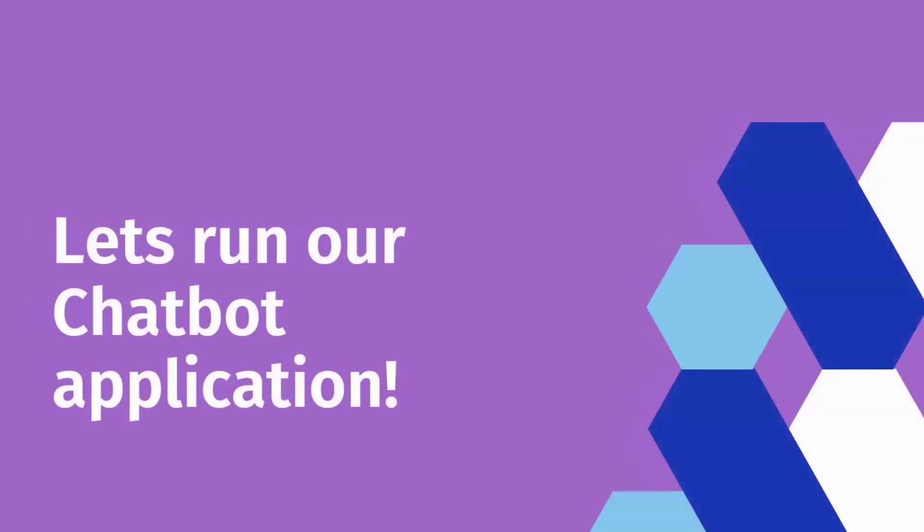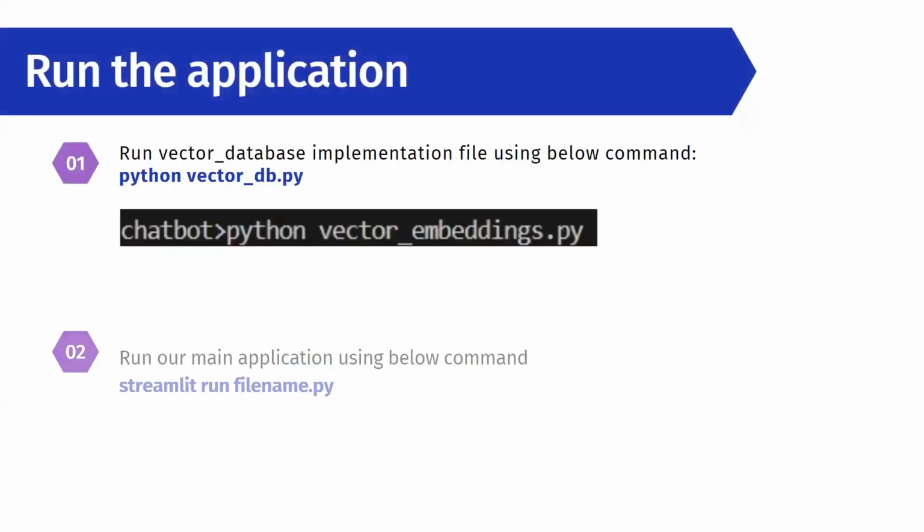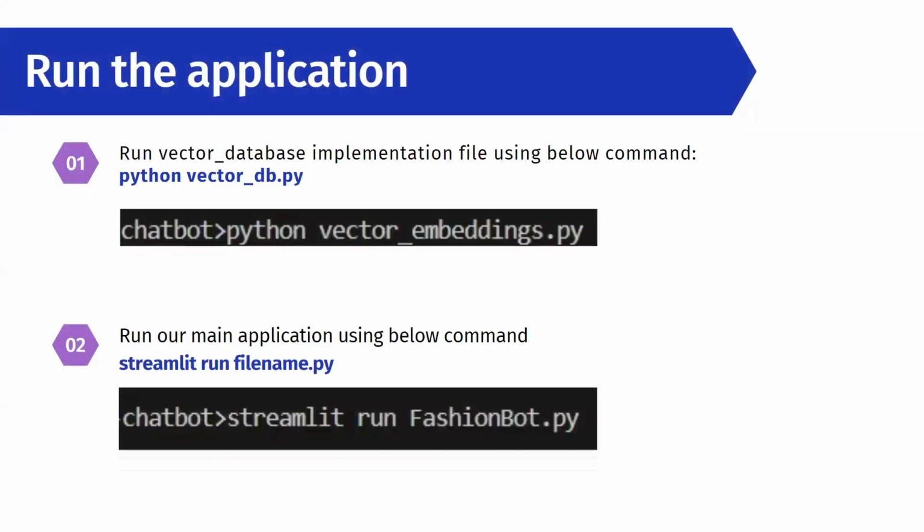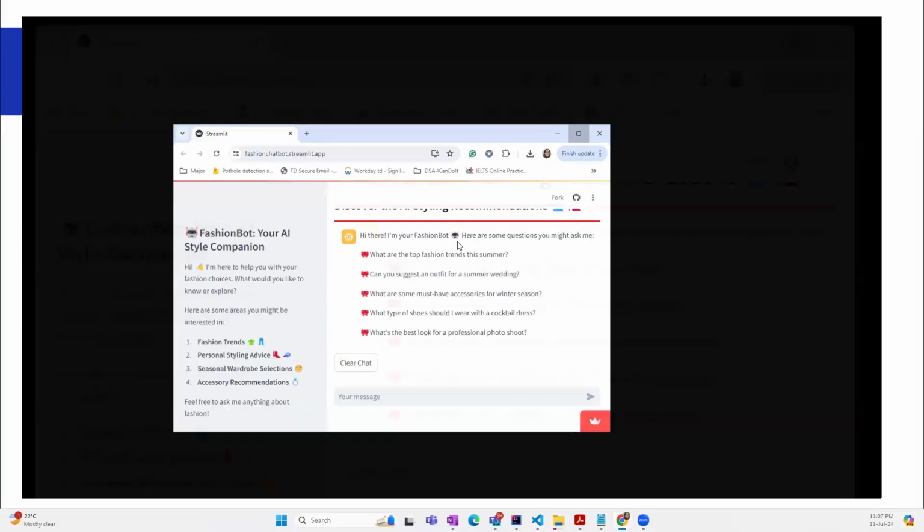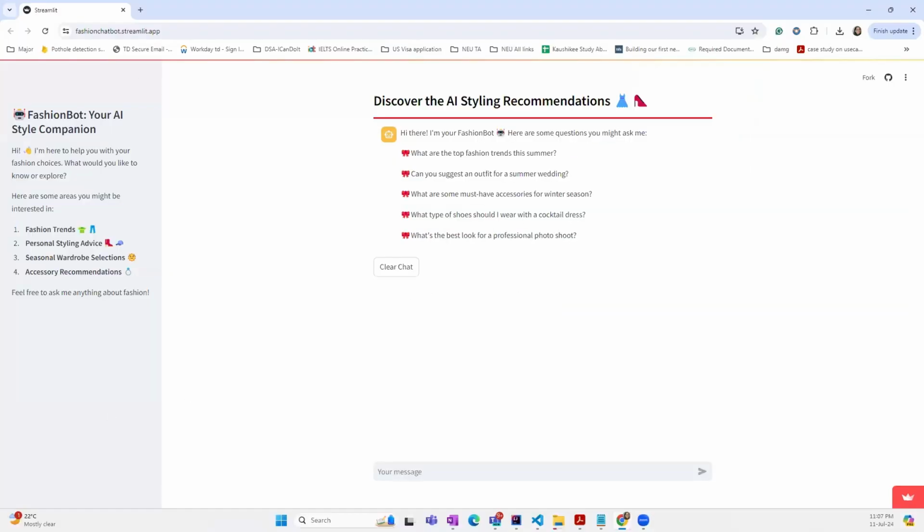Let's run our application. To launch our chatbot app, make sure you have executed the VectorDB implementation code first using python VectorDB.py, and then run our main application using streamlit run filename.py. Here is my application. Let's start with the evaluation and testing.